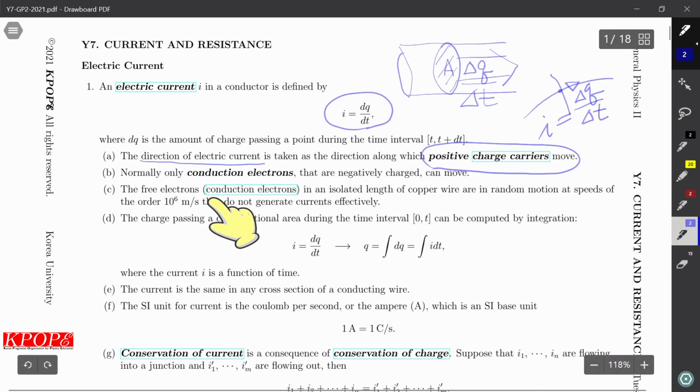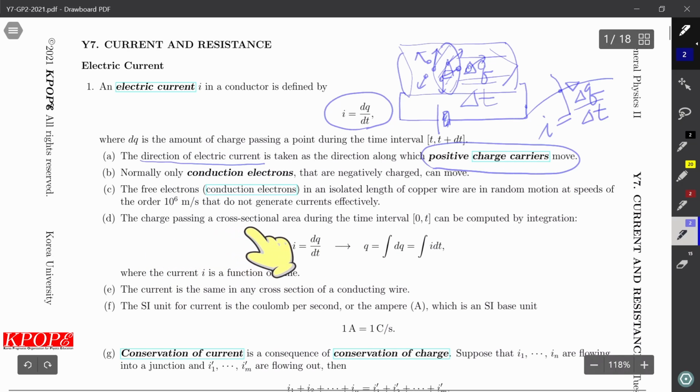The free electrons, so-called conduction electrons, in an isolated length of copper wire are in random motion at speeds of order 10 to the 6 meters per second. They are very, very fast. However, their directions of motion are randomly distributed, so as long as there is no potential difference between the two terminals of this wire, there is no actual current. In most cases, the motion of conduction electrons is randomly distributed, so the average current vanishes unless there is some application of the EMF.